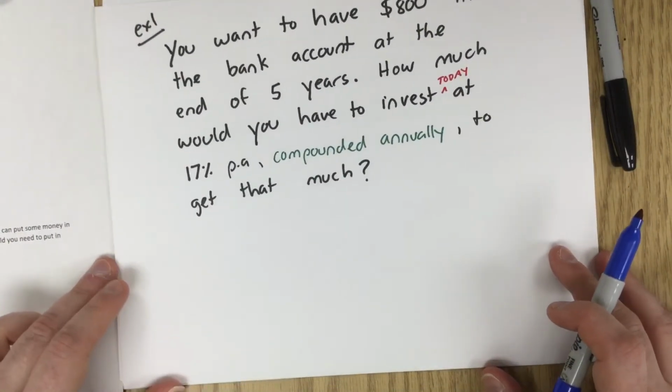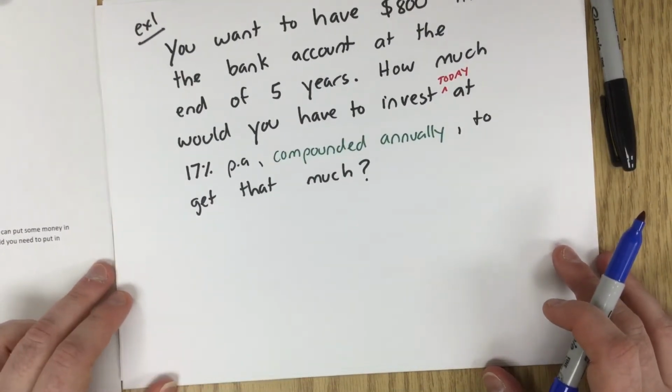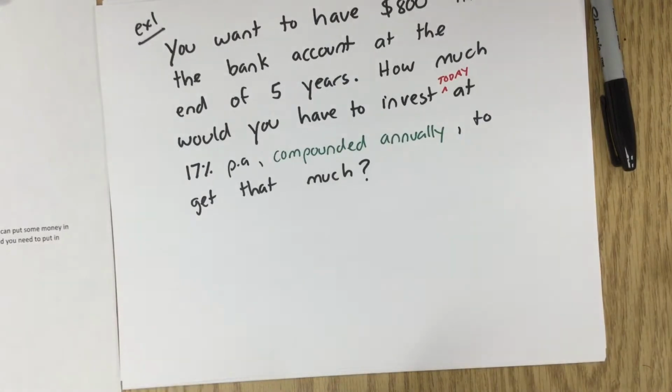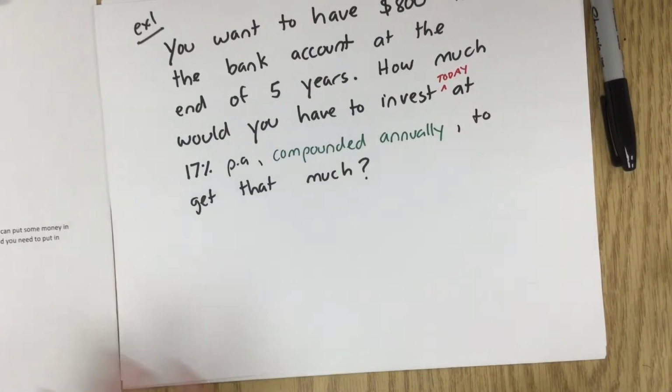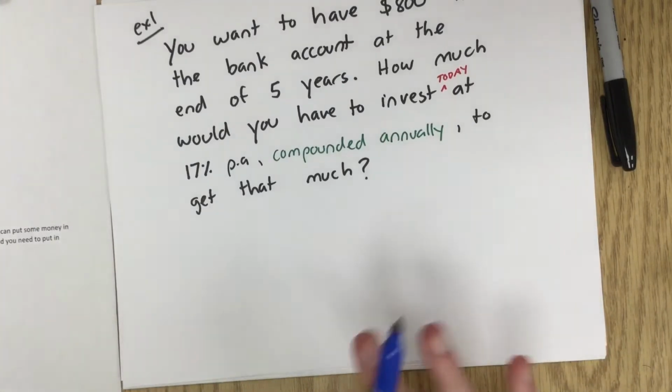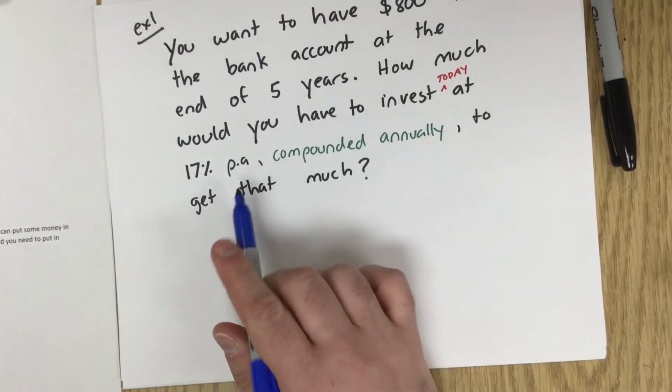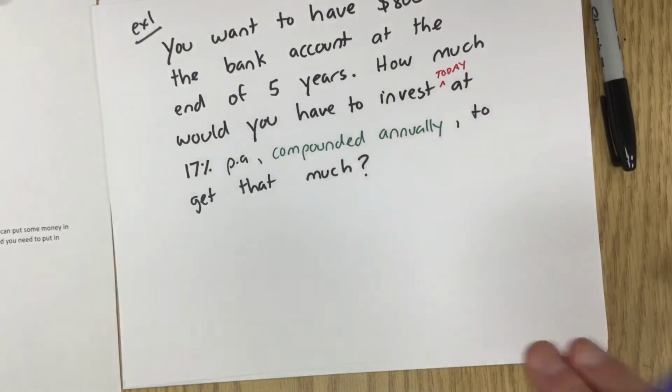So, you want to have $800 in the bank account at the end of 5 years. How much would you have to invest? After I was writing the problem, I realized I should probably say today. But I didn't feel like rewriting the whole problem. How much would you have to invest today at 17% per year, compounded annually, to get that much?